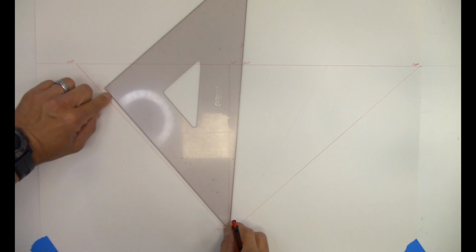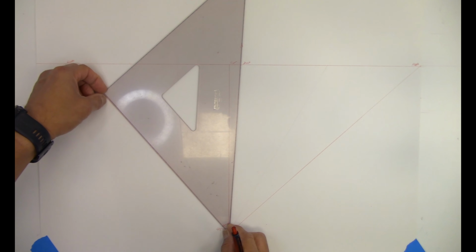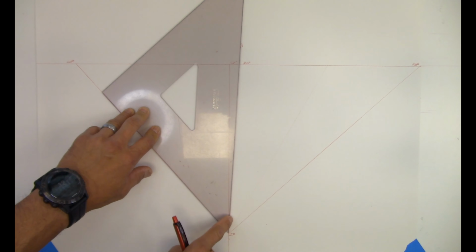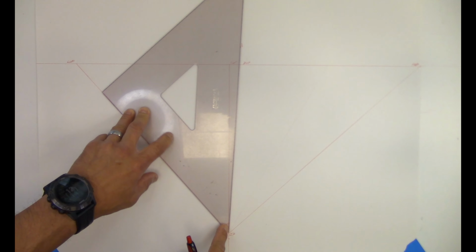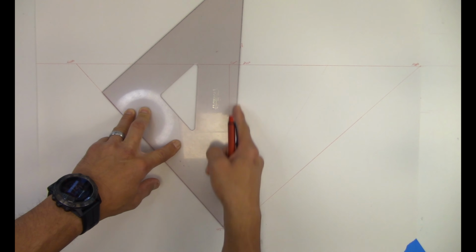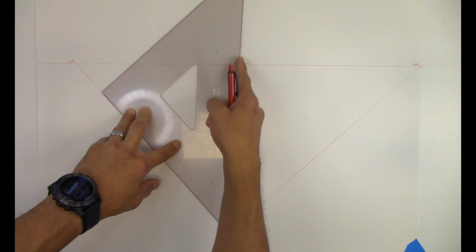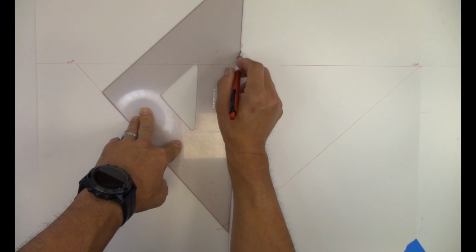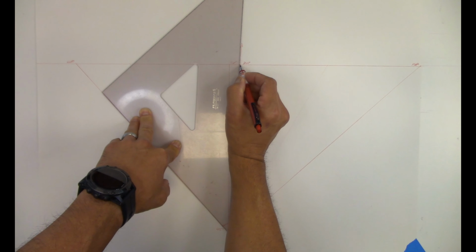We line one side up with the short end of this triangle. We line it up on the reference line, and we put a 45-degree point right on the station point and draw that angle all the way up to the horizon line to figure out where exactly our diagonal vanishing point is. Right there.